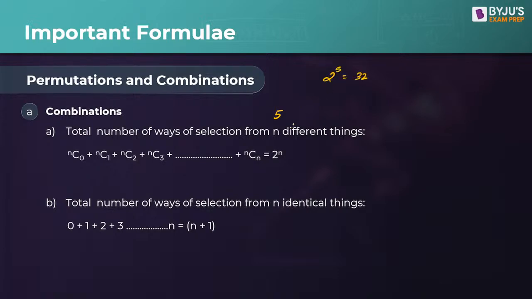All right, this is when the articles are different. Now if the articles are identical, then the total number of ways will be n plus 1. So if you have 5 identical things, the number of ways of selecting 0 or more articles out of these 5 articles will be 5 plus 1, that is equal to 6. So you can directly remember these formulas.